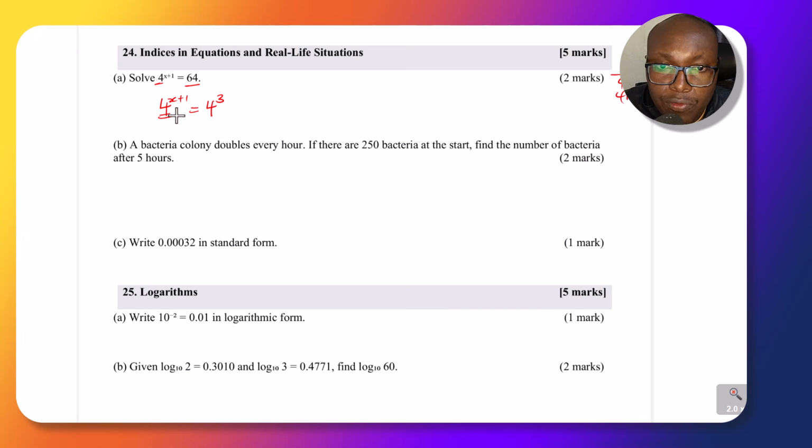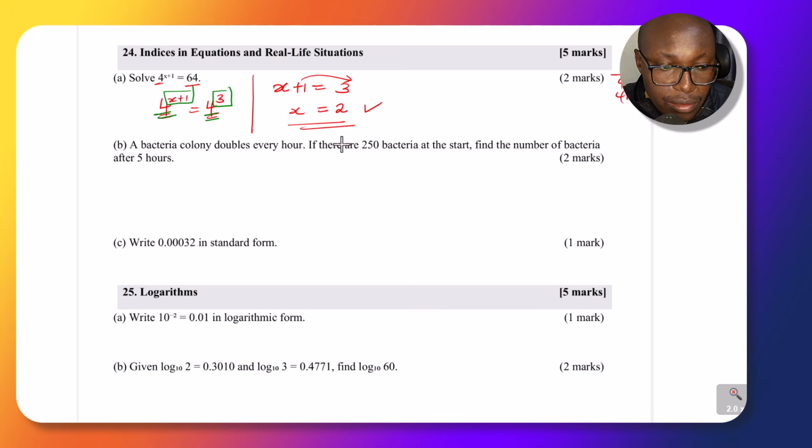Then with this, now that you've made both the left hand side and the right hand side to have the same base, you pick the power. So you have x plus 1, pick the power, is equal to 3. So you are simply equating the powers. But before doing that, you must ensure that the bases from both sides are the same, 4, 4. So this gives x plus 1 is equal to 3. And solving for x here, you subtract 1 from both sides. 3 subtract 1, you get 2. So that is the solution.